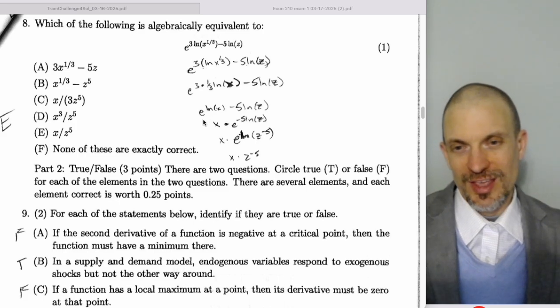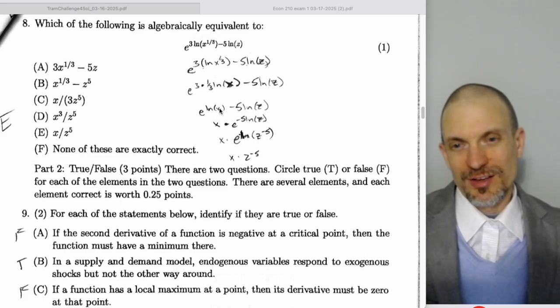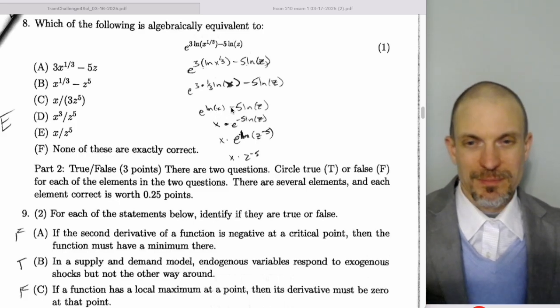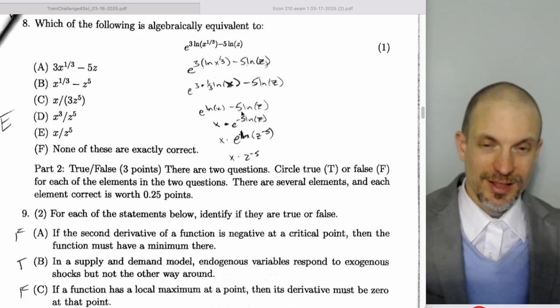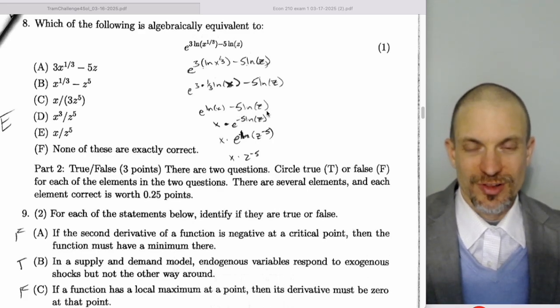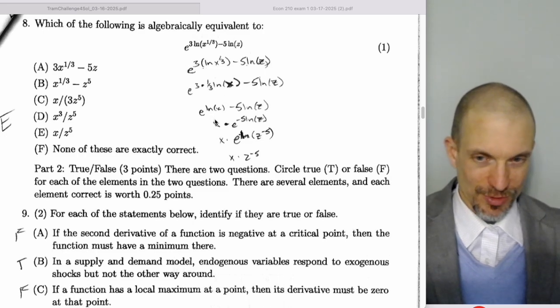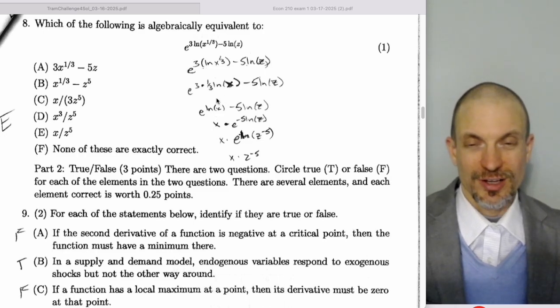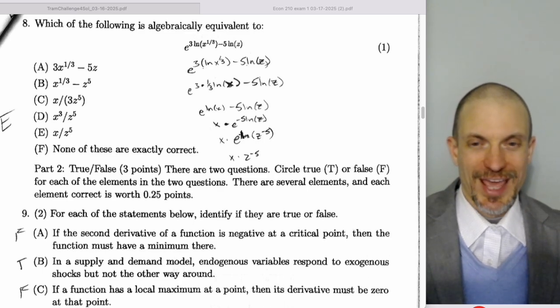And so I can write this as e to the natural log of x times e to the plus or minus 5 times the natural log of z. I just skipped that step and wrote just x right there, because e to the natural log of x: they're inverse functions. It's just going to undo each other and leave me with an x.